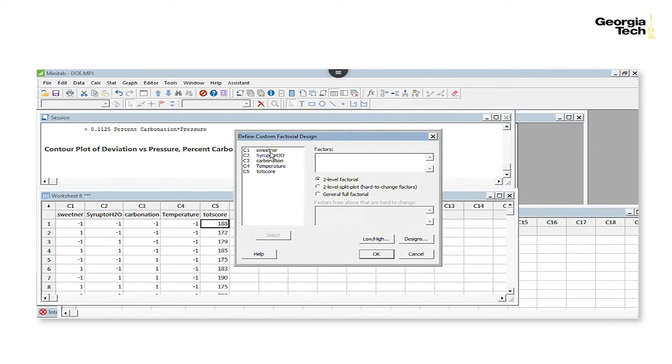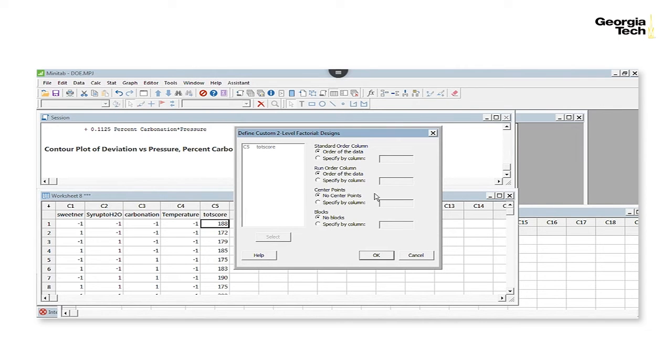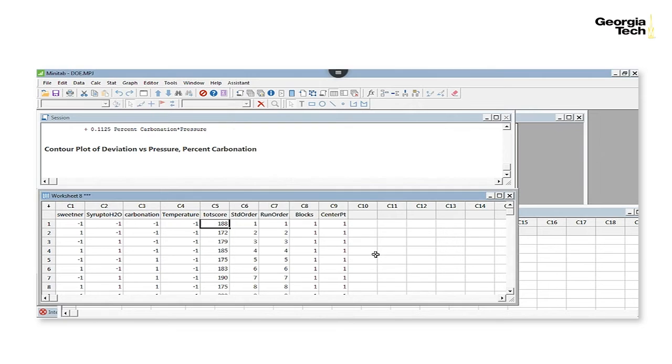And as it says, what are the factors? Sweetener, syrup to H2O, carbonation, and temperature. And 2-level factorial design, that's what we are using. Low and high, as you can see, all of them we set numeric. We can say they are coded because they're not actual values, but numeric -1, +1. And for the design, we just use the default that we have, and we push the OK button.